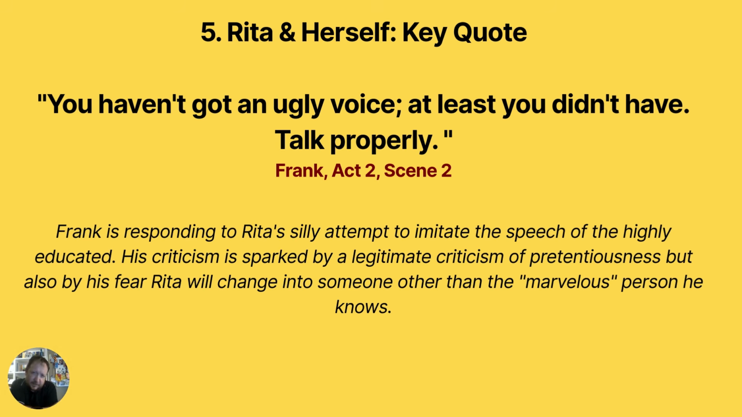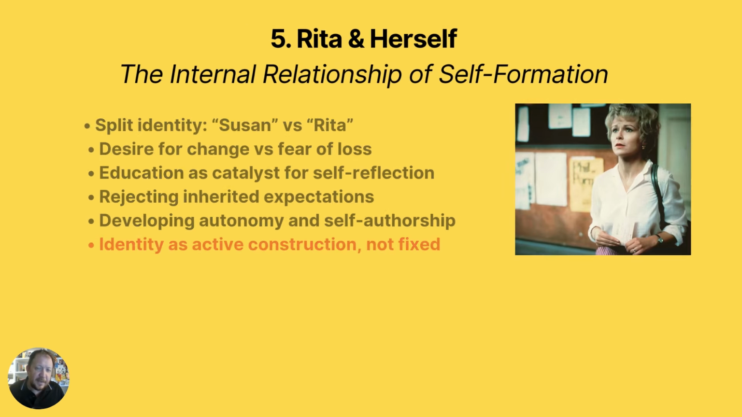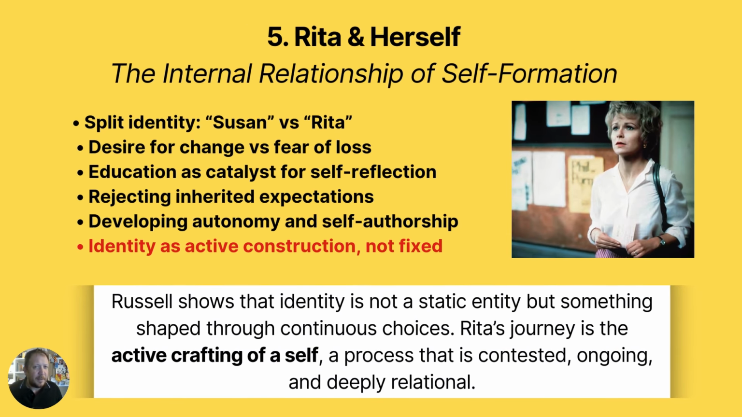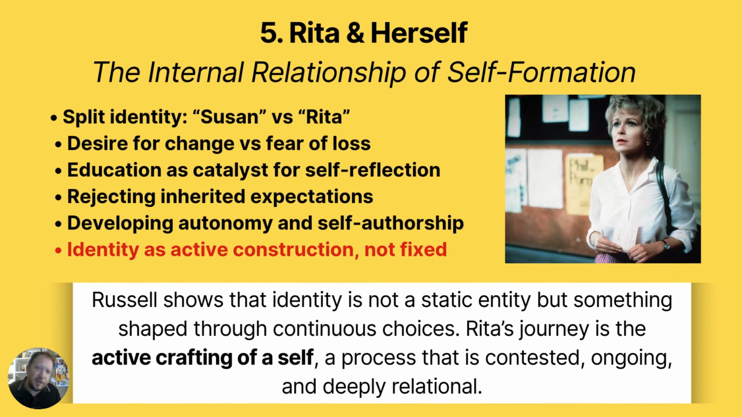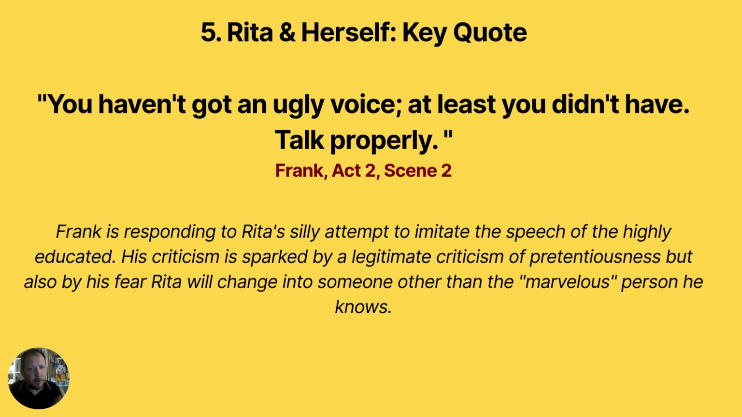And then maybe a key quote here, in the second scene after the break, where she's starting to speak with received pronunciation: "You haven't got an ugly voice. At least you didn't have. Talk properly." And I do find it interesting here that we're talking about Rita and herself, her internal relationship, her internal battles. But look what the key quote is. We're talking about Frank defining her, Frank labeling her. "You haven't got an ugly voice."